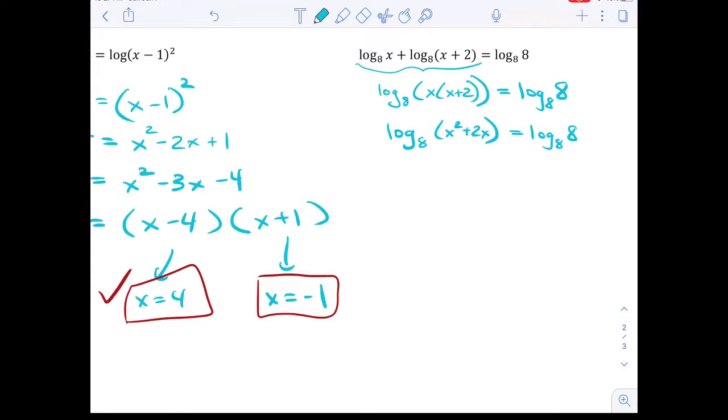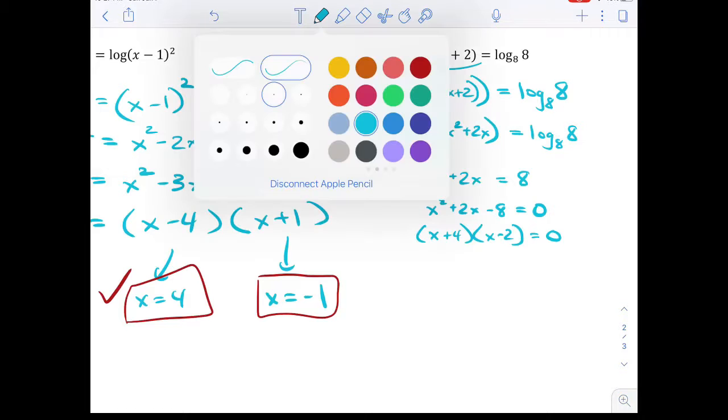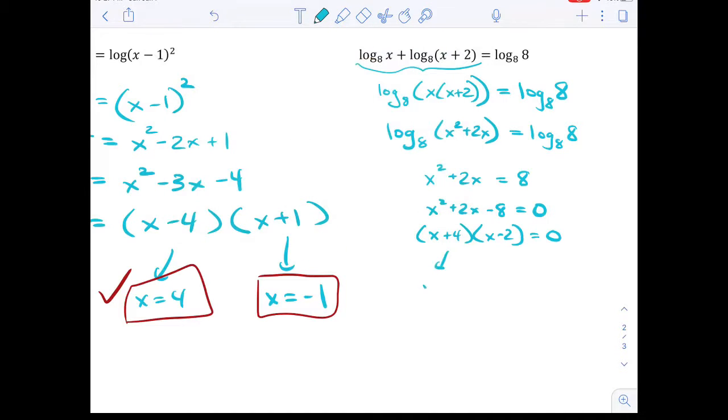Now, at this point, the left and the right side both have base 8 logarithms. So I can put those arguments equal to each other. x squared plus 2x is equal to 8. Now we solve it just like before. Bring all values to one side. The 8 comes over. We're subtracting 8. And then I'm going to try to factor this and look for two numbers that multiply for negative 8 and add for 2. We get x plus 4 and x minus 2. If you didn't, you could use quadratic formula. But then I'm going to solve these. I'm going to get x is equal to negative 4 and x is equal to 2.